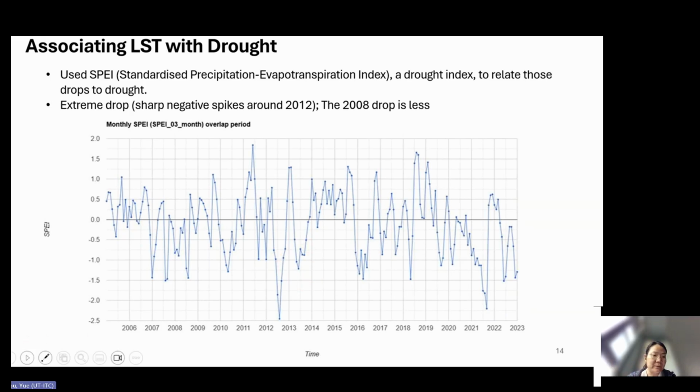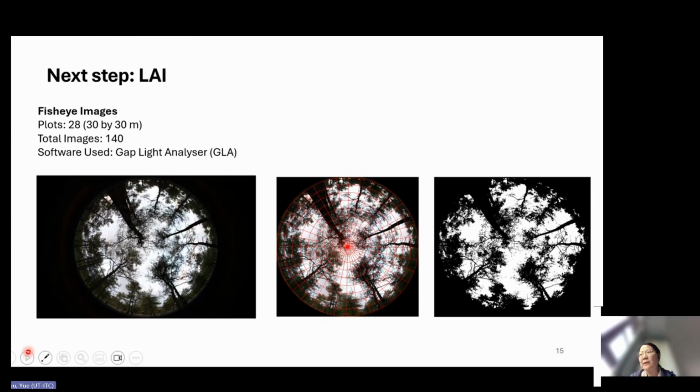If you just want to use some visuals to help you understand, there is an extreme drop, which is a sharp negative spike. The central line is neutral, and if it's more negative, it means it's drier. So this is the extreme drop in 2012, which is linked with the exceptional spike in the previous slide. And in 2008, it's less so. This is mostly ECV, so essential climate variables.